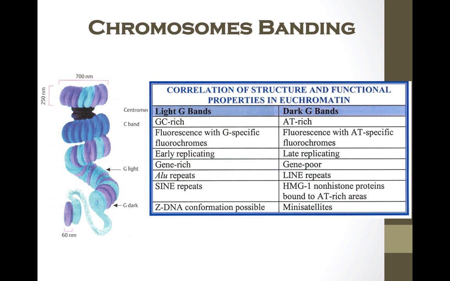Now the dark areas are AT rich. These are usually late replicating, gene poor, and usually regulatory areas. So these areas regulate the gene-rich areas. They don't have many genes, but they are responsible for the regulation of the rich areas. This is where you will find a lot of the minisatellites. HMG1, if you recall this from your biochemistry, and non-histone proteins are bound to AT-rich areas as well.